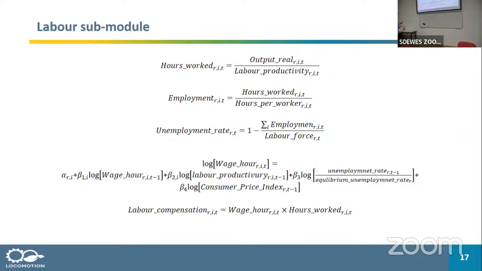What does this mean? Well, basically, if you increase the labor productivity, you increase the wages. This is a positive number. Here, if the unemployment rate is low and very close to the equilibrium unemployment rate, wages increase. Otherwise, they do not increase.